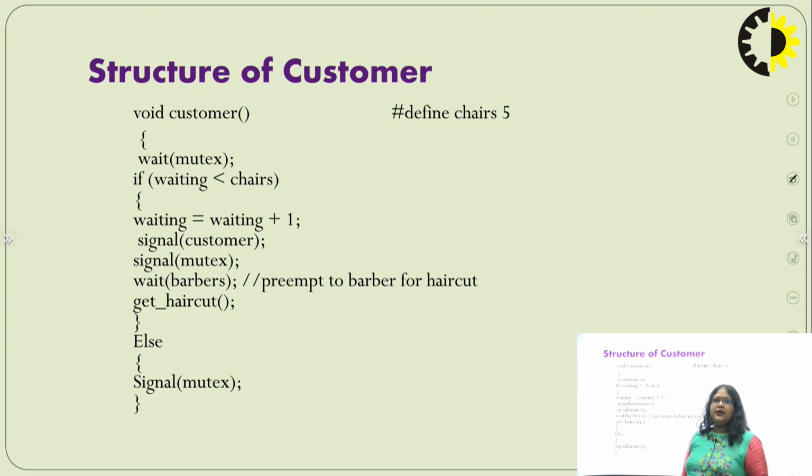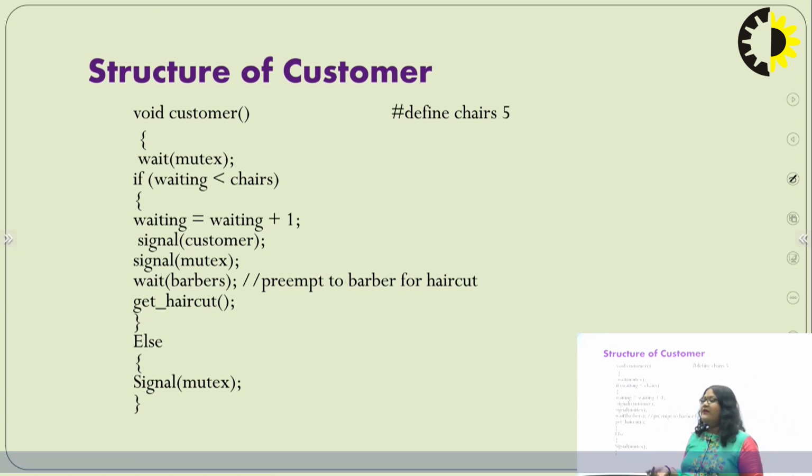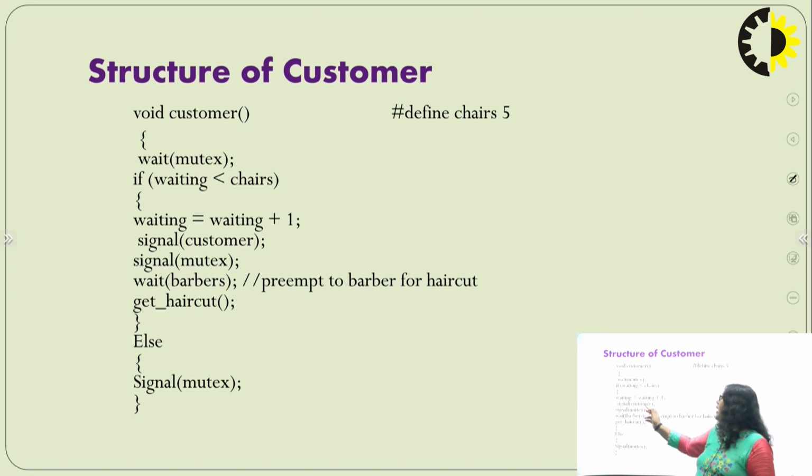Now wait mutex. Initially the value of the mutex is 1, so now it is 0, and we move on to the next state because of the true statement. If waiting is less than chairs, we will take the chairs as 5. The waiting value is always less than the number of chairs. So waiting becomes waiting plus 1, that means we increase the value. Initially the value of waiting is 0, so now it is 1. There is one customer right now. And signal customer means we increase the value of the customer, because waiting is increased, so the value of the customer is also increased.